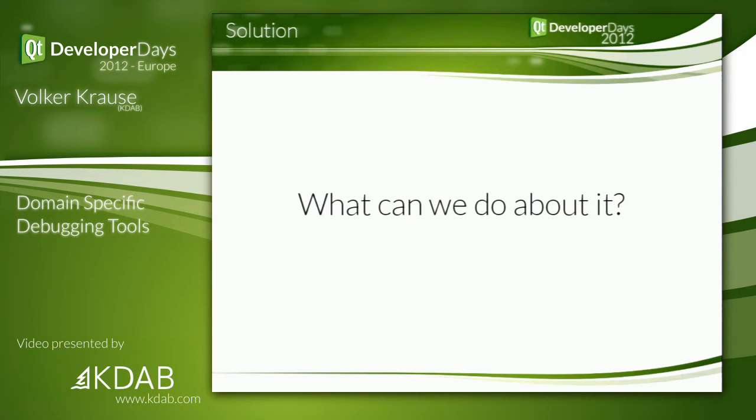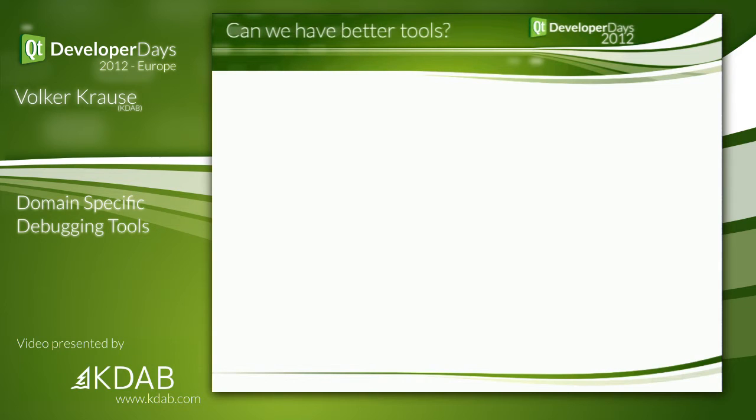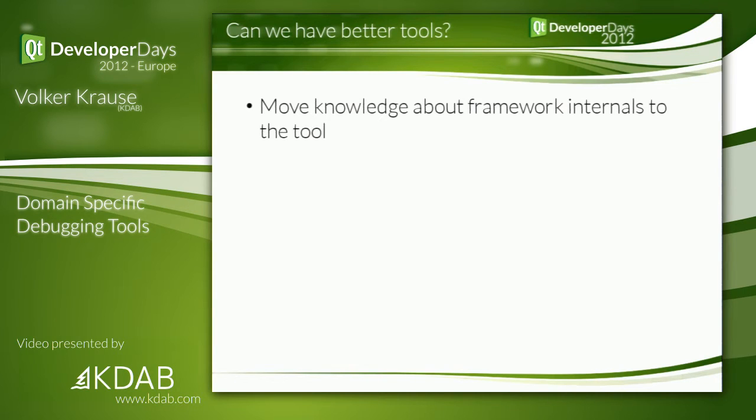So what can we do about that? And this is actually what this talk is about. So first of all, can we have better tools? Or how would better tools look like? And one thing we have to do is make sure the tool knows how the frameworks work internally, so that we don't have to. So move the knowledge into the tools.